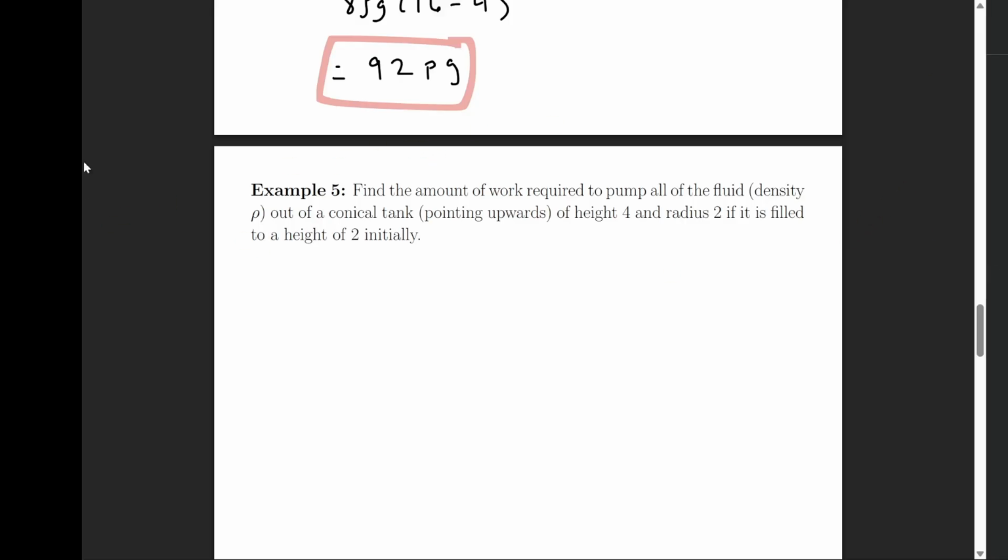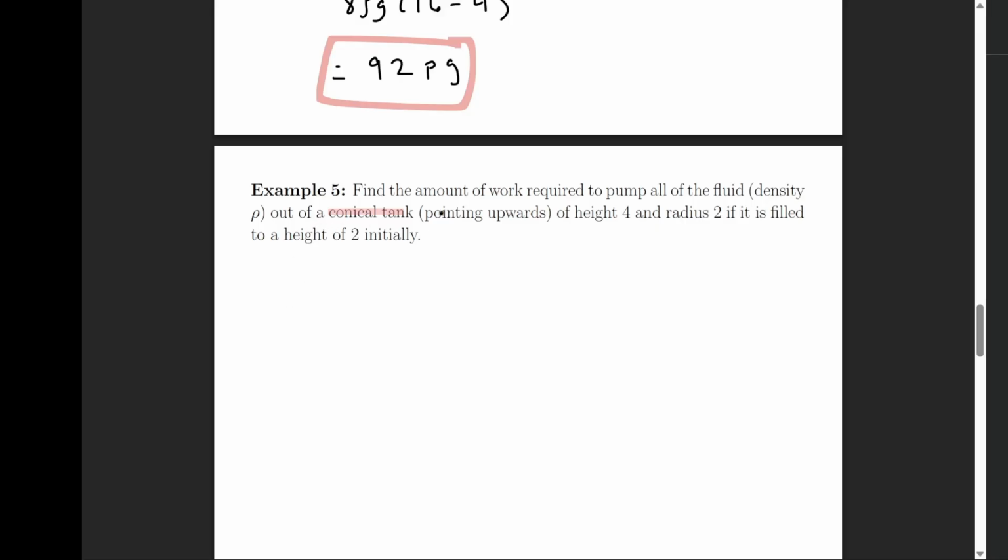Find the amount of work required to pump all the fluid, density rho, out of a conical tank pointing upwards, height 4 and radius 2, if it's filled to a height of 2 initially. After you have a little breakdown, you know, when you see this on a test, you draw it. You lock in and you draw it.